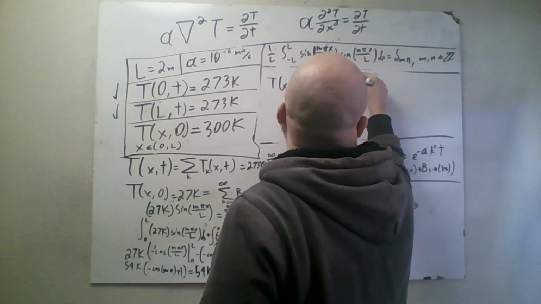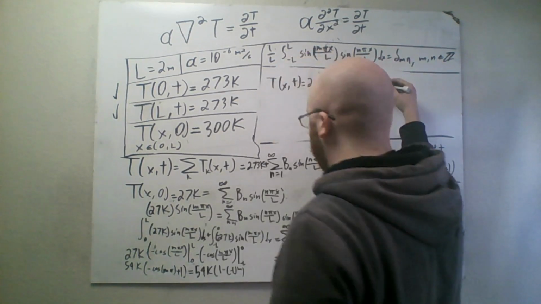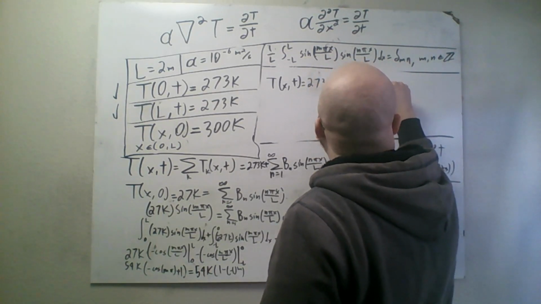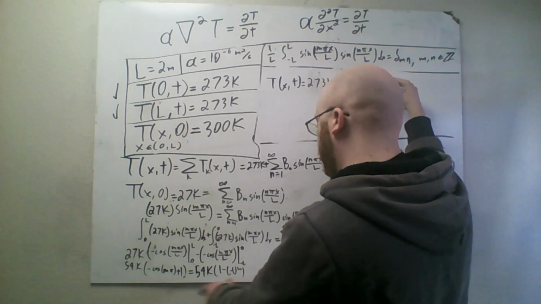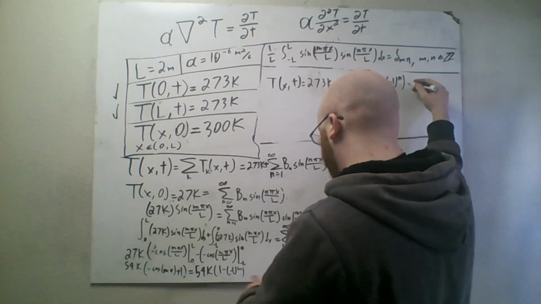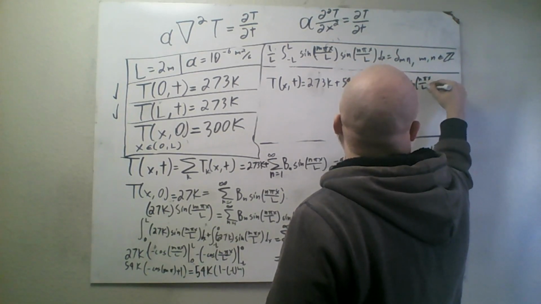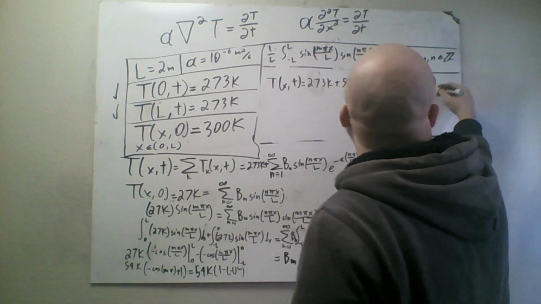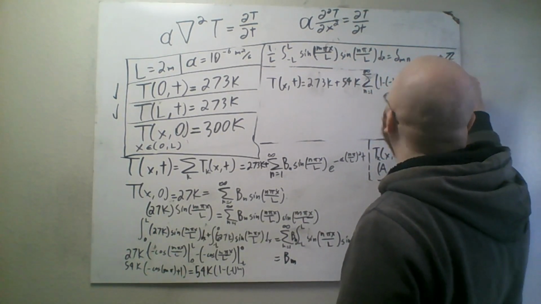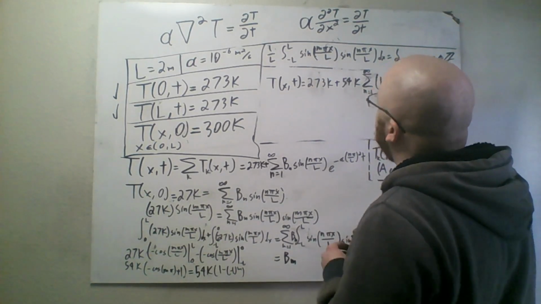I'll make this more clear that it's a 4. Infinite sum, n equals 1. Pull that out. We just get 1 minus negative 1 to the n, times sine of n pi x over L. Do I have to go on the next line? That'd be gross. Yeah, I think I do.